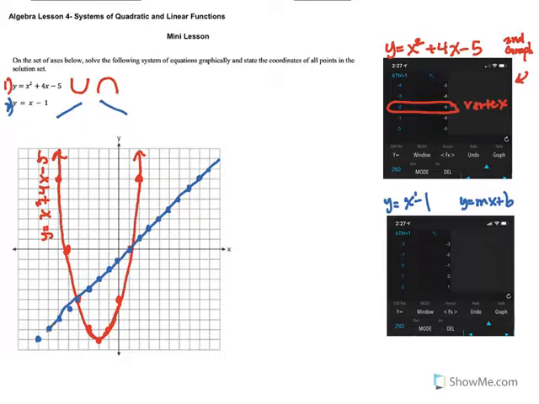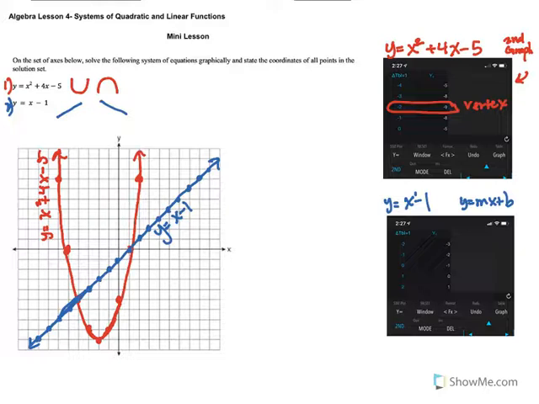And now I can go ahead and connect my points. Oops. Connect my points. Make sure you're using a straight edge if you don't have a ruler. And I'm gonna go ahead and label it. This is y equals x minus 1.